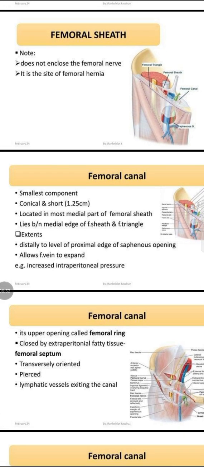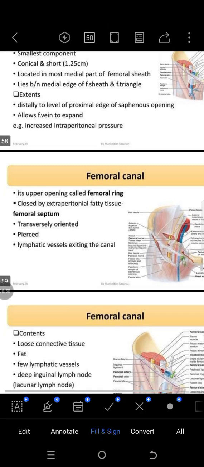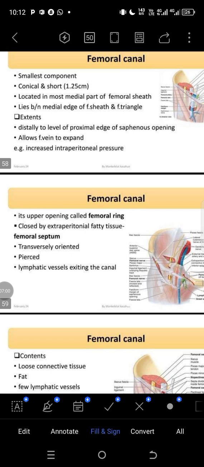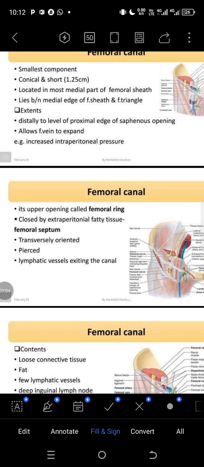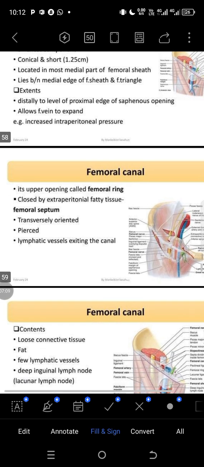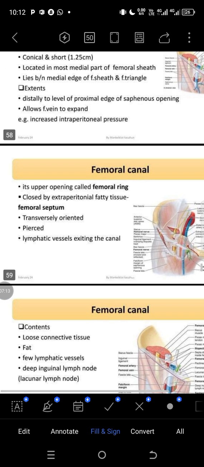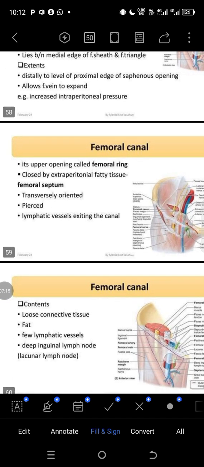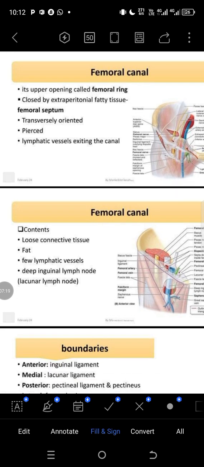That's the femoral sheath. So here now we've got the canal, which is the smallest component, like I said, conical and short, about 1 to 1.25 centimeters. It's located in the most medial part of the femoral sheath. It extends distal to the level of the proximal edge of the saphenous opening, and allows the femoral vein to expand. That's one of the things about the femoral canal. Its upper opening, called the femoral ring, is closed by extraperitoneal fatty tissue.